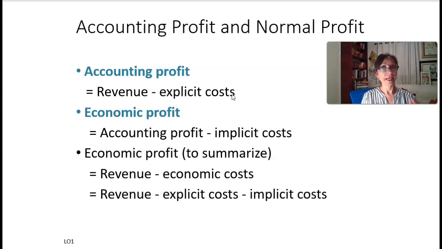Okay, now an economic profit means that we are also taking out implicit costs or implied costs. Implicit costs, again, are those opportunity costs. What are we giving up to start this business? Did we give up a job that we could be earning money, but no, we decided to start a business? So we have to take that into consideration. So to summarize, economic profit is revenue minus economic cost, or revenue minus explicit cost minus implicit cost.